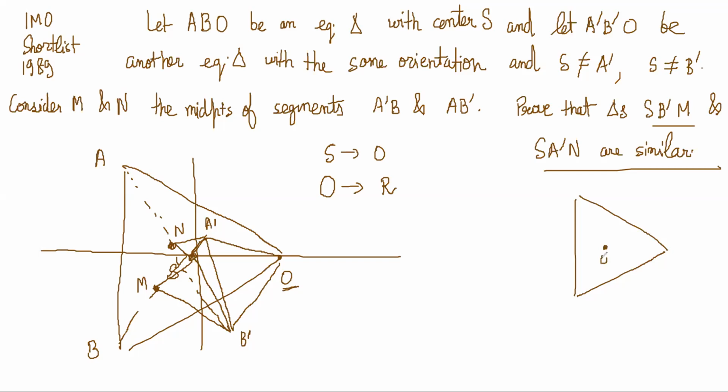Origin is here, but this is actually point S, right? So this O point's coordinates will be what? Capital R, right? In complex numbers, because it is on the x-axis only. Correct. Yes. And this is A and B. So O point I know is R.